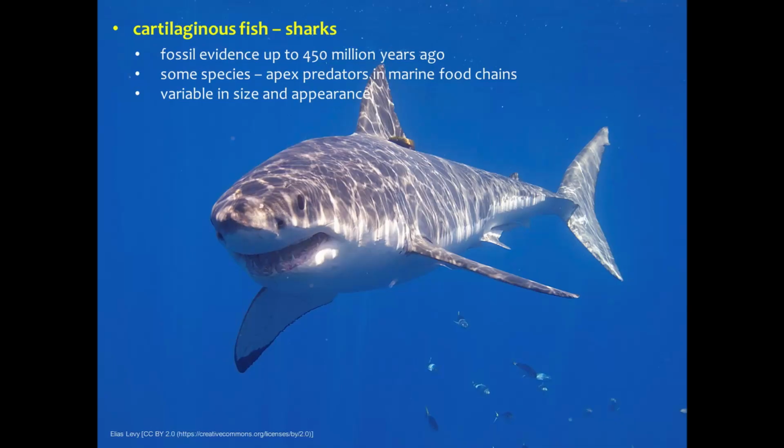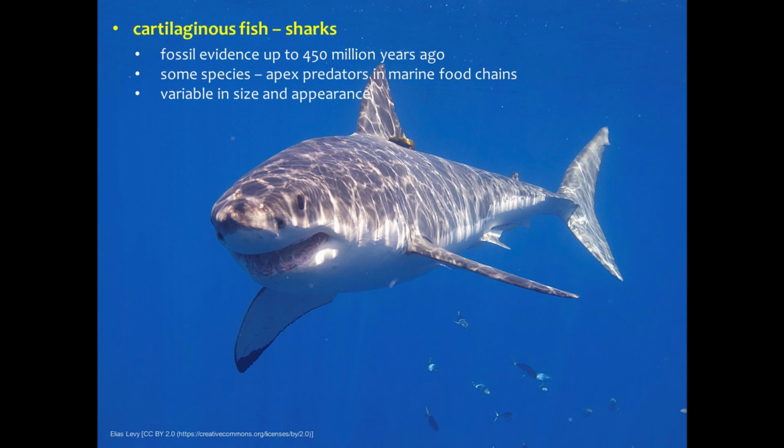Next, we move to the sharks, and sharks are an example of cartilaginous fish. These are fish that have cartilage as their skeleton. What can we say about sharks? Well, sharks have been around for a long time on the planet. We see fossil evidence of up to about 450 million years ago.